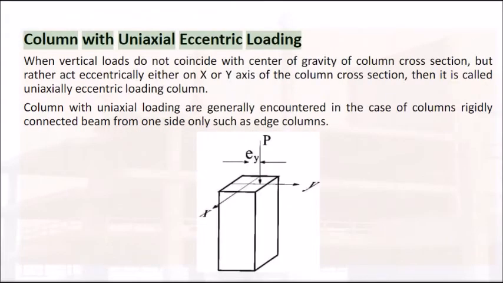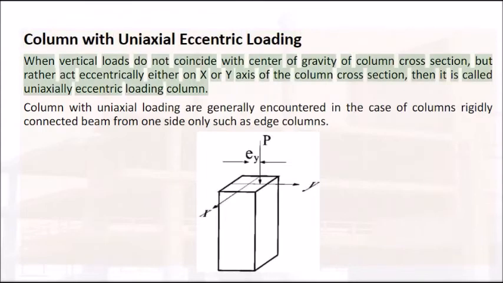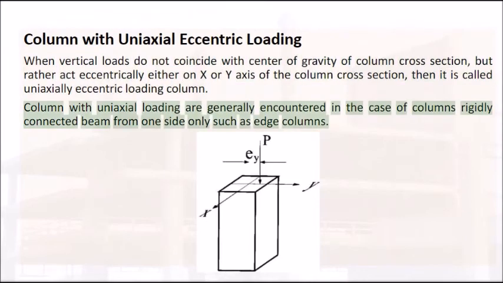Column with uniaxial eccentric loading. When vertical loads do not coincide with the center of gravity of the column cross-section, but rather act eccentrically on either the x or y axis of the column cross-section, then it is called a uniaxially eccentric loaded column. Columns with uniaxial loading are generally encountered in the case of columns rigidly connected to a beam from one side only, such as edge columns.